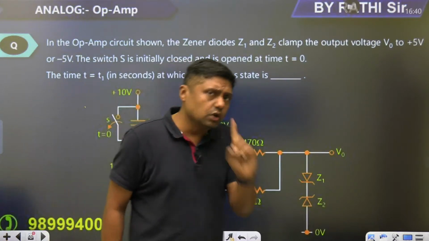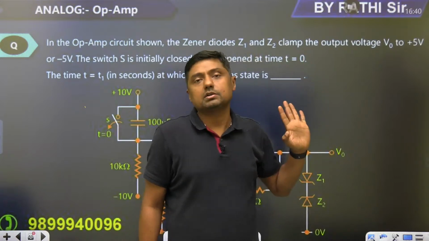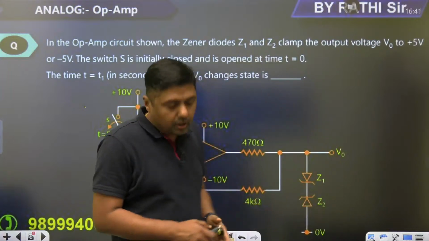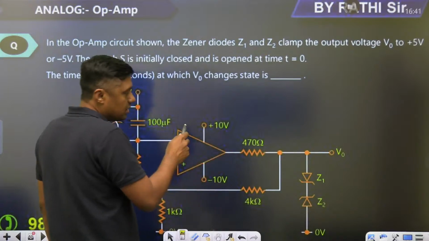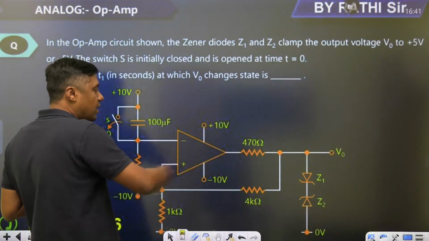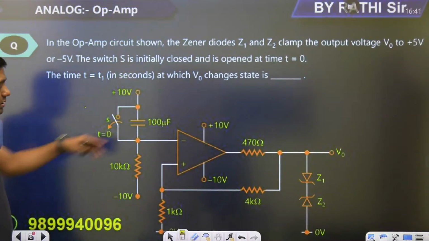With a single question you will get command over multivibrators. That's why I'm going to start a series where I will solve a single question only. For example, this is the question, and with these questions you will get an idea about the Zener diodes, the circuit, the positive feedback, and the RC circuit also, network. This is the RC circuit.